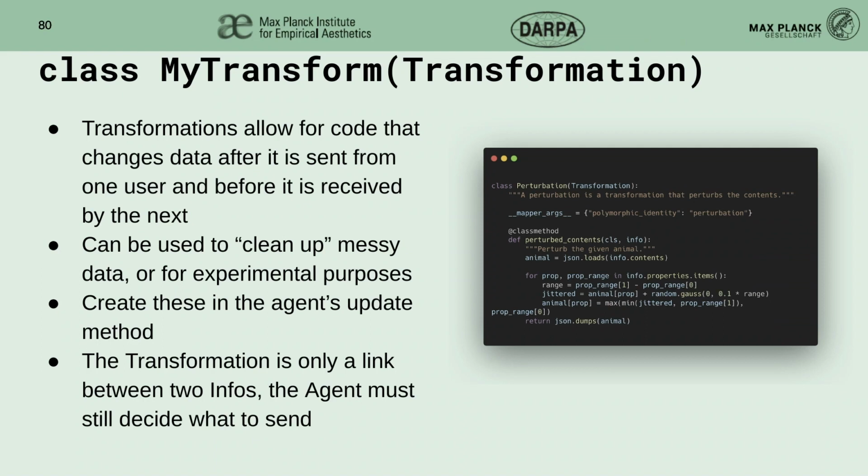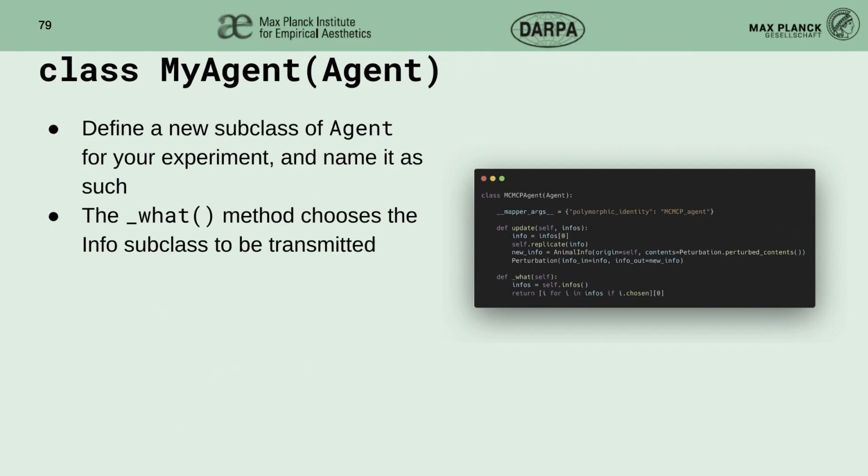And then this has a method that takes an info and it gets the contents, it jitters them around a bit, and then dumps new contents. And in your agent, there's an update method where you get infos, and there's a bit of MCMCP specific things here with replicate, don't worry about that, but the main thing is it creates a new info, and it's an animal info one because that's the type of information you've created, it's the one you want. This could be a different type to the input info. There's no need for those to be the same.